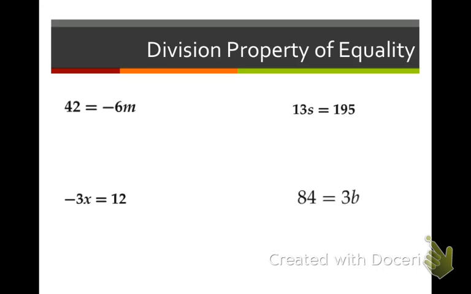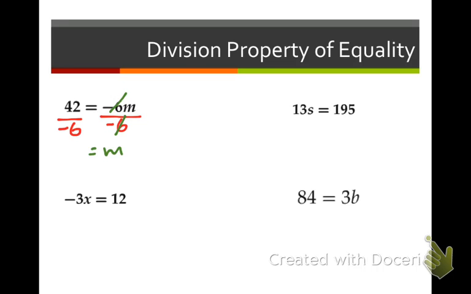Here, the division property of equality. Again, we're solving for, in this case, for the top left, we're solving for m, okay? So, we have this -6 right there that we have to get rid of. So in order to get rid of that -6, we're going to divide by -6. And then we divide one side, we divide the other side. So the -6 goes away, and we're left with just m on the right.